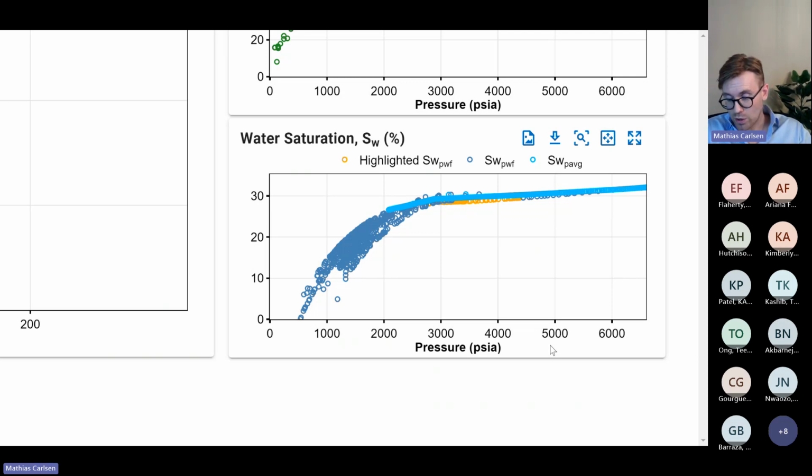If this was my well, if I worked in this company, I would ask to go and check the water saturation, because this looks really, really suspicious in general that it changes that much.